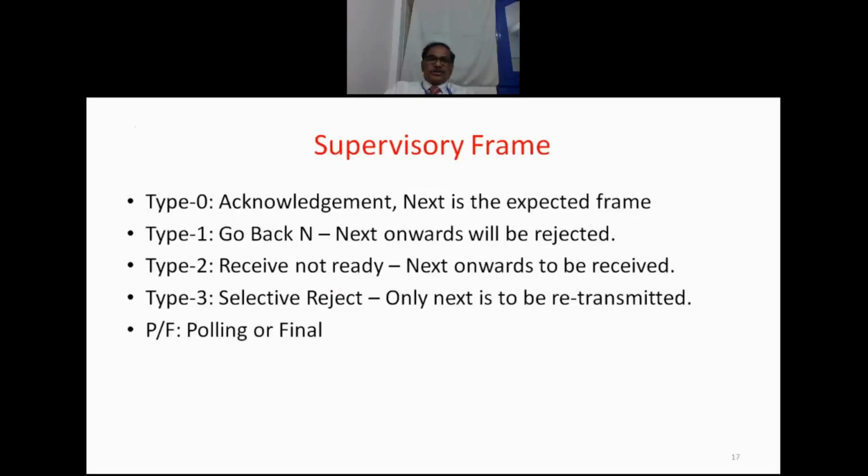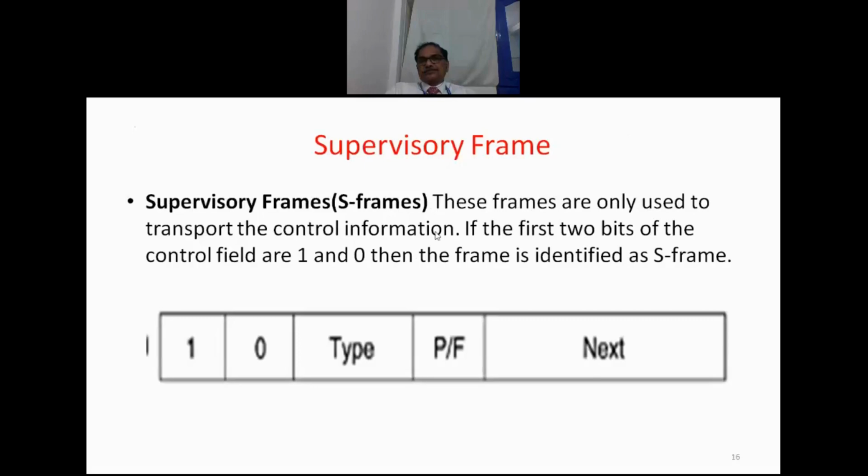First, type 0 is an acknowledgement. Suppose this is 0 0, this indicates acknowledgement. Then this is the frame I am expecting next. If this value is 0 0 0, I am expecting frame 0. If this is 0 0 1, expecting frame 1. If this is 1 1 1, expecting frame 7. Okay, that is the meaning of this next field.